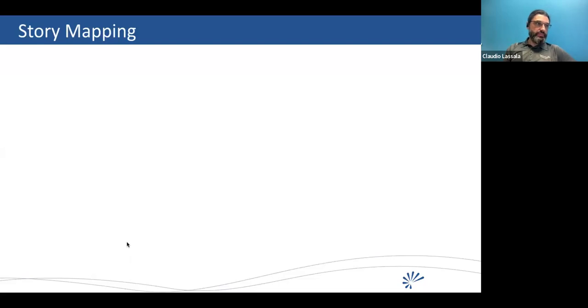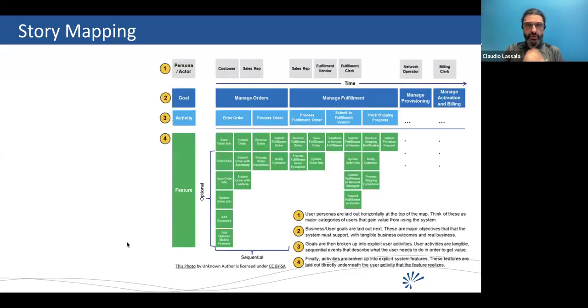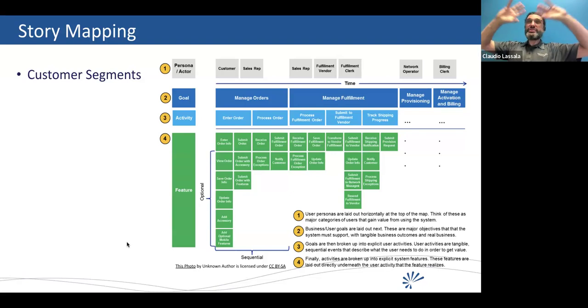Story mapping. Only having the stories is not enough, because now you have 100 stories and you are losing the big picture. If it's just a list of stories one after the other, how do they go together? So story mapping is a very powerful tool to identify your customer segments. In your business, you have customers, sales reps, fulfillment vendors, fulfillment clerks, network operators. Those are the segments that you are serving.